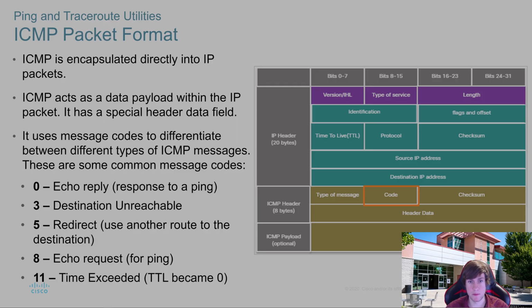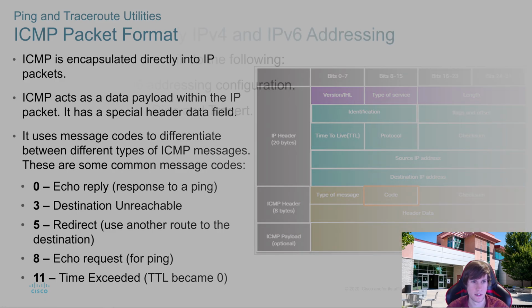So here's the ICMP packet. As with anything going through our network, they're all packets at the network layer. So you can see it has its own little data payload. It uses the codes to differentiate between the different kinds of messages. So 0 is an echo reply, 3 is destination unreachable. These are all the error codes, the codes it uses to figure out what kind of ICMP packet is being sent back and forth.